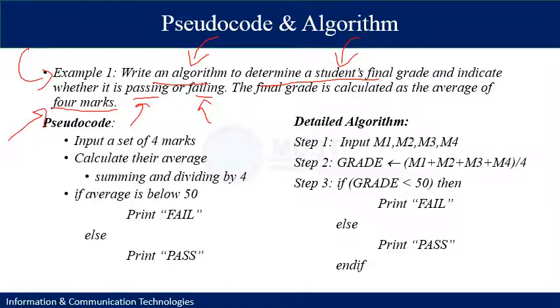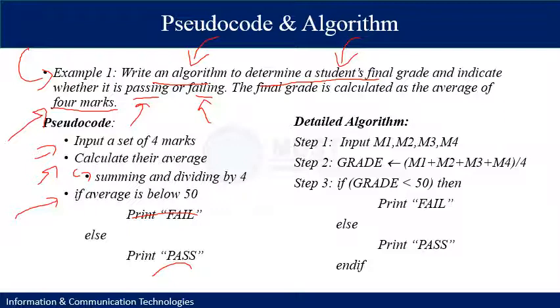First of all, we have to get these input marks. If we try to write the pseudocode based on this description, we will start by getting the input of 4 marks, and then in the next step we will calculate their average, which we can do by summing them all and then dividing by 4. Now we check the condition: if the average of the marks is below 50, we print that the student is fail, and otherwise the student is pass.